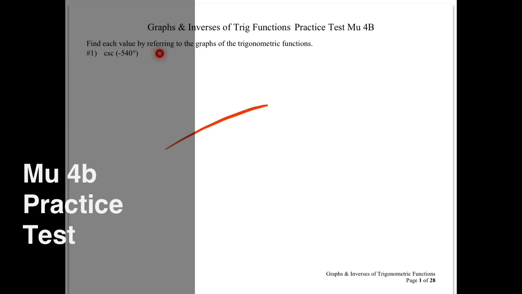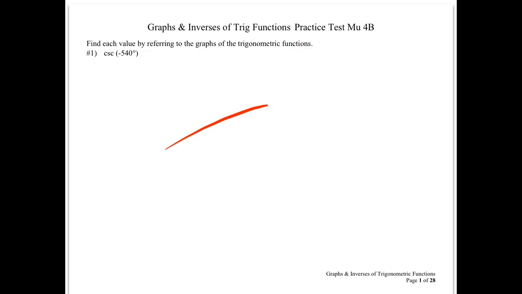Find each value by referring to the graphs of the trig functions. We have cosecant of negative 540 degrees. Negative 540 degrees, you can find this in several ways. One method is to find a coterminal angle. Coterminal angles are always complete revolutions away from other coterminal angles.